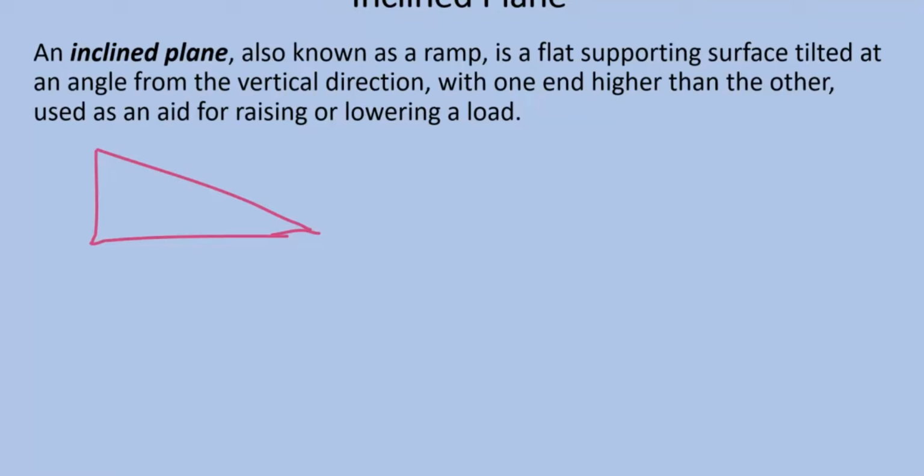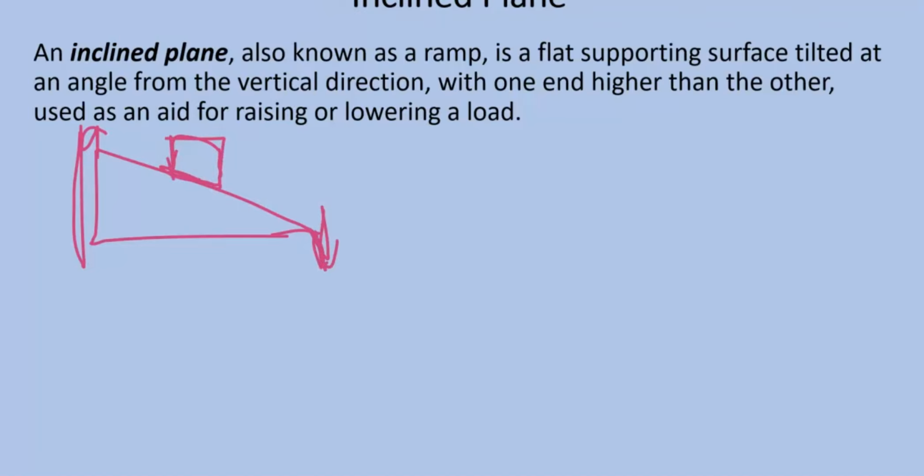It often has a higher and a lower end, which is used to either raise or lower an object. So this is an inclined plane. This is the higher side of the inclined plane. This is the lower part of the inclined plane. And here is an object.